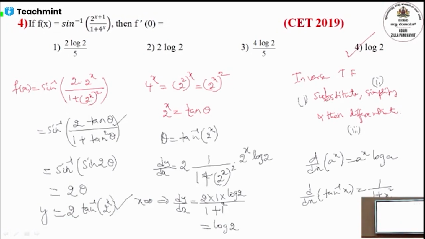Derivative of tan inverse is 1 by 1 plus x squared. The derivative of 2 power x is 2 power x log 2. Put x is equal to 0. This will become 2 power 0, which is 1. 1 plus 1 is 2. 2 by 2 gets cancelled. What remains is log 2. So the fourth one is the option.